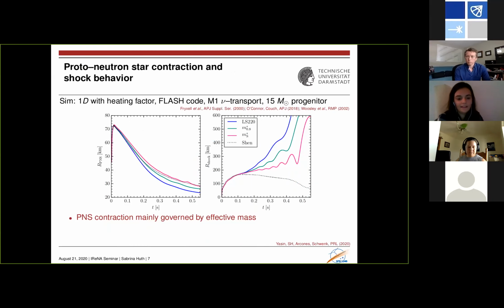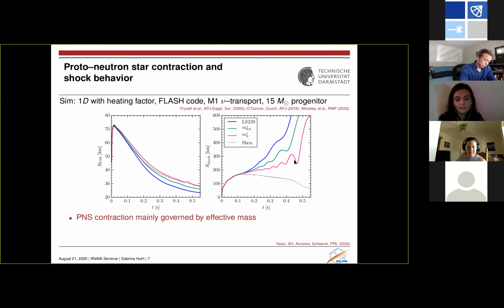And now again, let me show you the results for the proto-neutron star contraction. So first for the different effective mass models that you have already seen before. Here again, if you lower the value of the effective mass, then your proto-neutron star radius increases, which means that the proto-neutron star contraction slows down. And this then leads to a smaller shock radius.